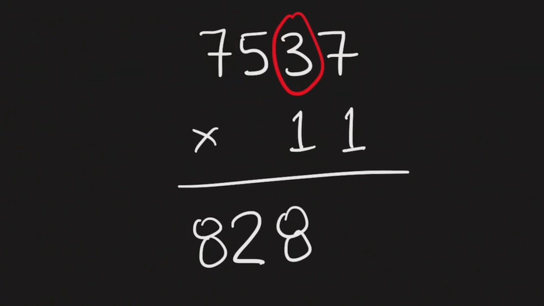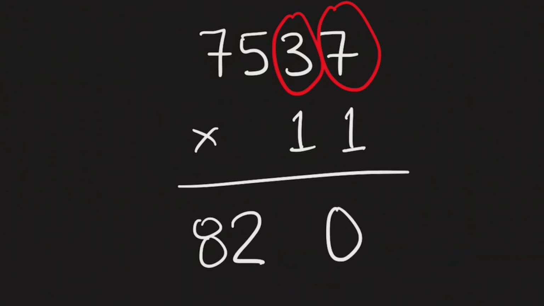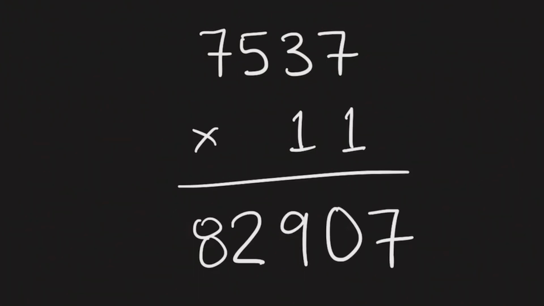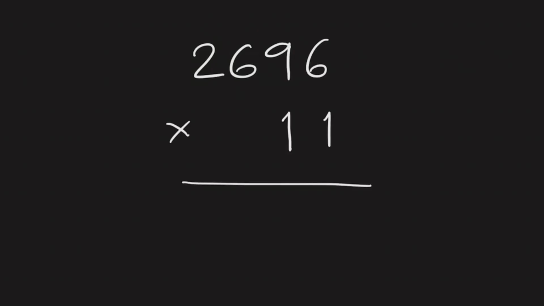And 3 plus 7 gives us 10. Therefore the 0 comes here, and the 1 will be carried over to 8, which becomes 9. The last digit will become 7. Therefore the final result is 82,907. Let's try more examples. Let's say we have 2,696 times 11. Try to solve it and come back to this video.